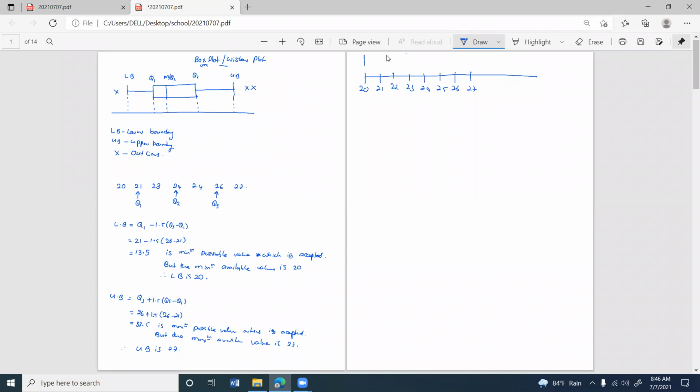In the next question, you will understand the significance of this 13.5. Q1 is 21, Q2 is 24, Q3 is 26, and the maximum is 27. Right, okay. Then we can draw the box plot in this way. That is the answer for this question.